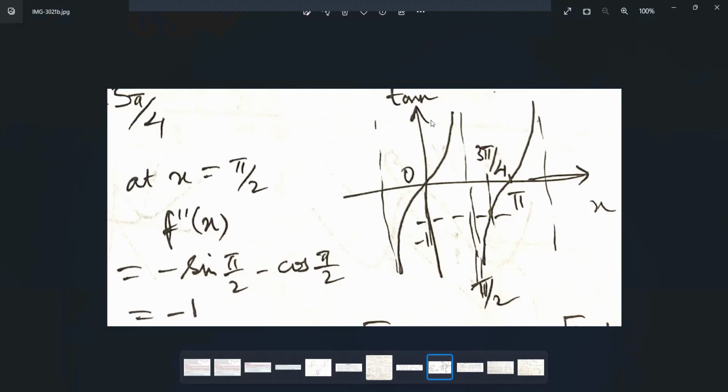Just to refresh the memory, the tan x curve is like a falling waterfall. It has this type of shape. It goes to plus infinity at pi by 2, and it goes to minus infinity at minus pi by 2. So we get the minus 1 values at 3 pi by 4, and then at 7 pi by 4.